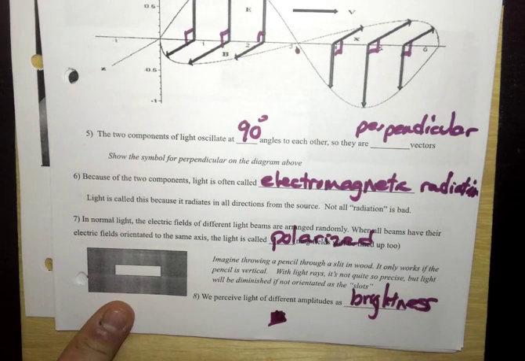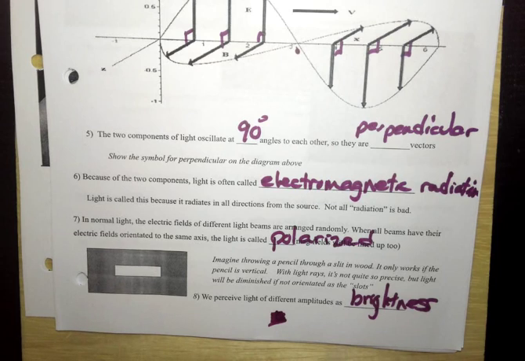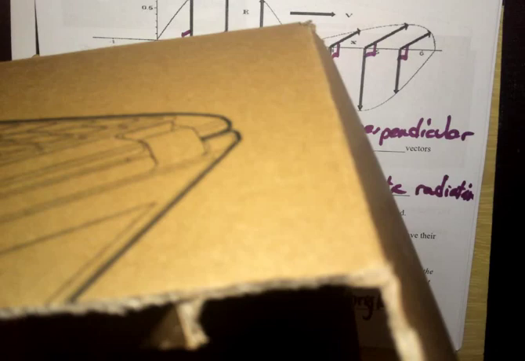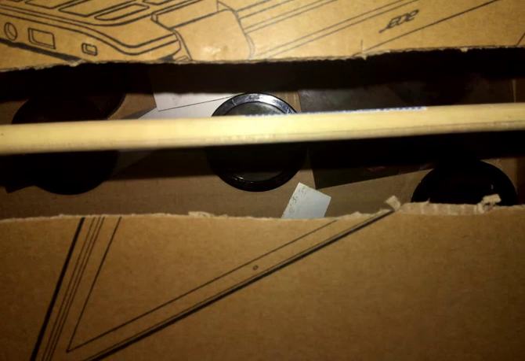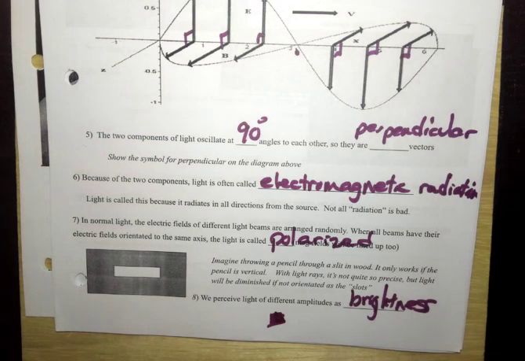Let's see if we can play for some candy. I have here a box with a slot in it, and we're going to try to throw this stick so that it goes through the slot in this direction. This stick represents the electric field of different lights, and you're going to have to get it through the slot.